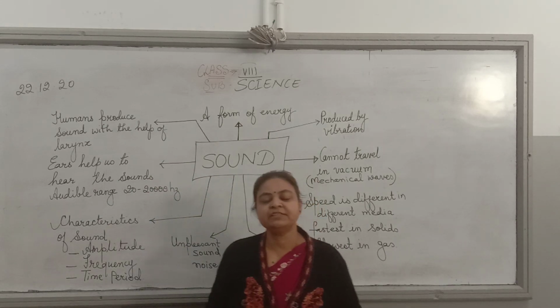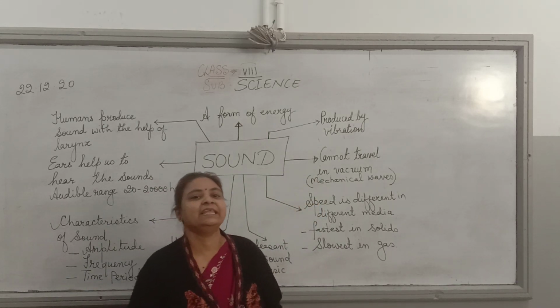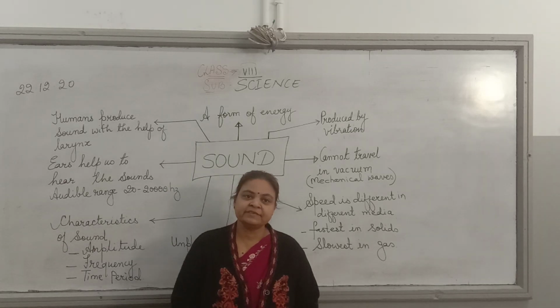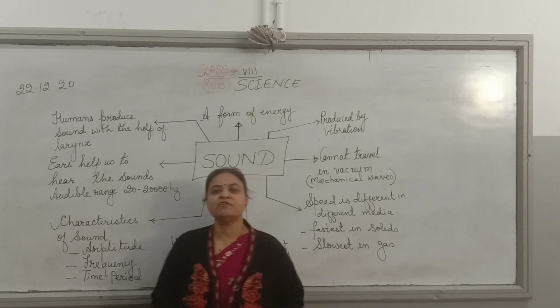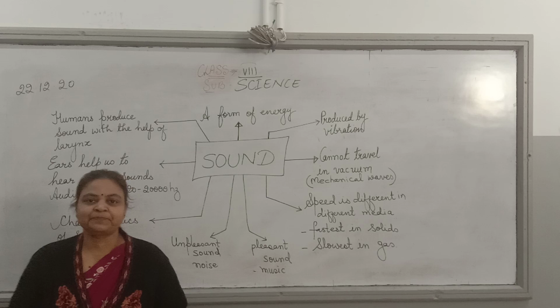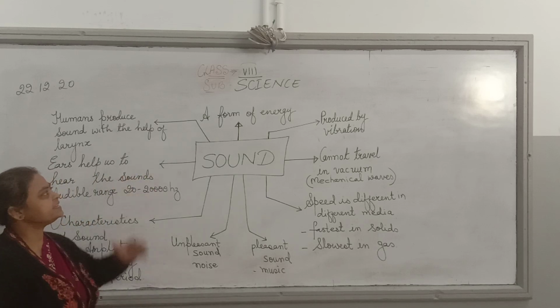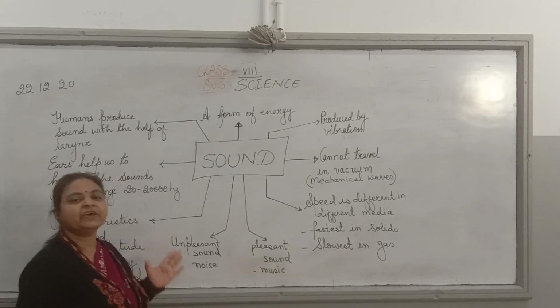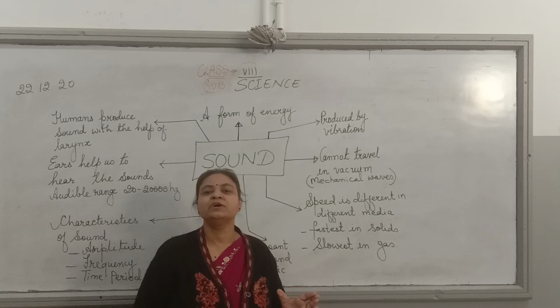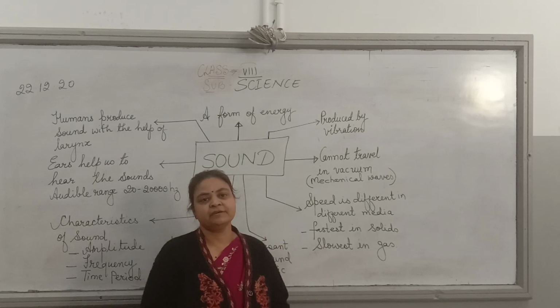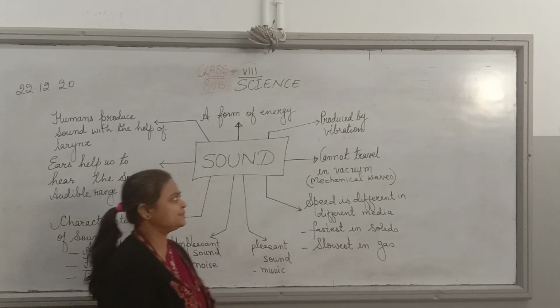In class 7 and 6, we have learned that light is a form of energy. Similarly, sound is also a form of energy. Okay. So the first thing is, what is sound? Sound is a form of energy which enables us to hear the things around us.